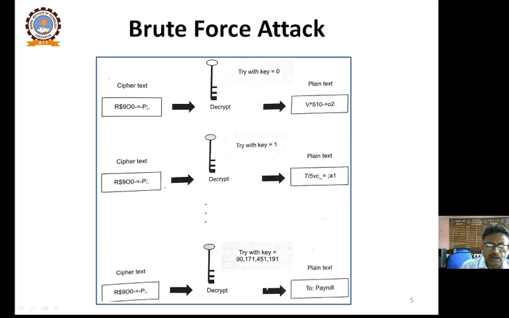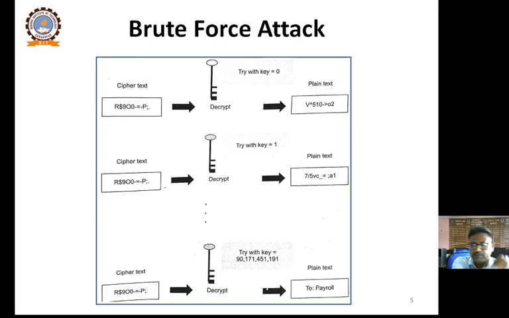This is an illustration of a brute force attack. Suppose this is a particular ciphertext which the attacker knows. It applies first the key equal to 0 and gets a plain text like this. It is not understandable. Then it uses key number 1, and it is also getting a non-meaningful plain text. But after a certain time, it will decrypt using a certain key, and it gets the plain text. So brute force attack is a kind of attack that starts an iteration process.